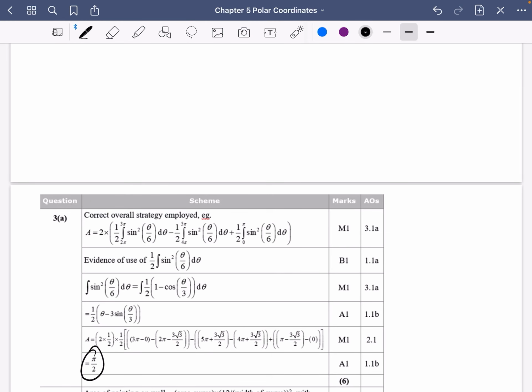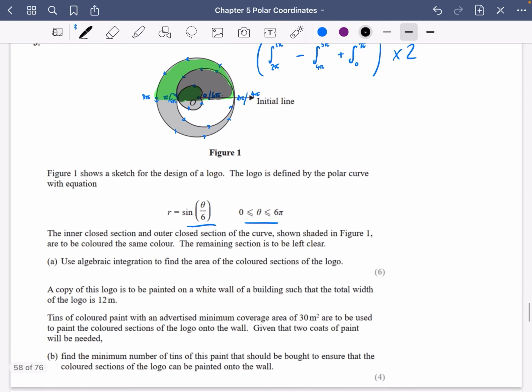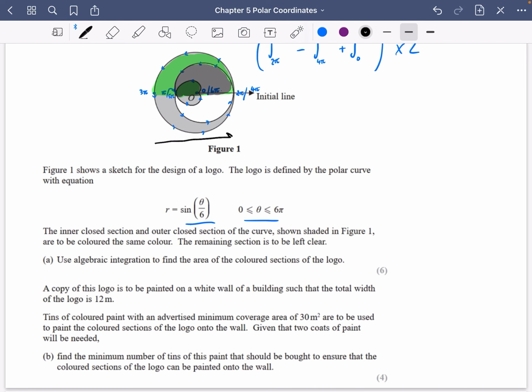So we have got this first bit right of it just being a half pi. It's pretty amazing. This shape has an area of a half pi. Pretty cool. Okay, so it says a copy of this logo is to be painted on a white wall of a building such that the total width of the logo is going to be 12 meters. So they want the width of the logo to be 12 meters.